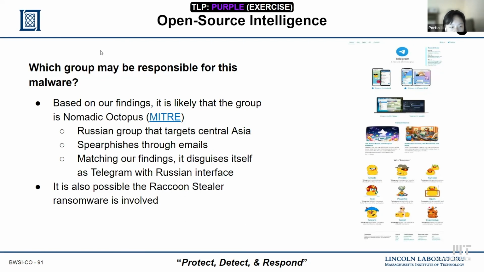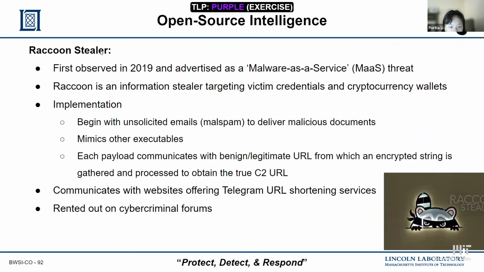And another question that we looked at was, which group may be responsible for this malware? So based on our findings, it is likely that the group is Nomadic Octopus, which is a Russian group that targets Central Asia. It spearphishes through emails, and it also matched our findings that it disguises itself as Telegram with a Russian interface. Another possible malware that was involved is called Raccoon Stealer, which is a ransomware.